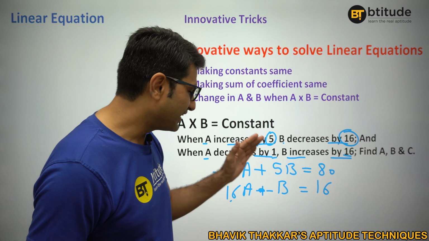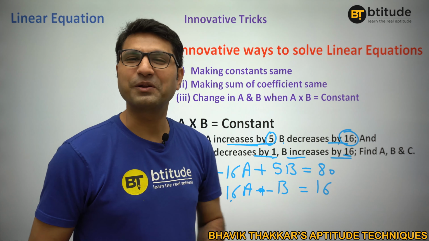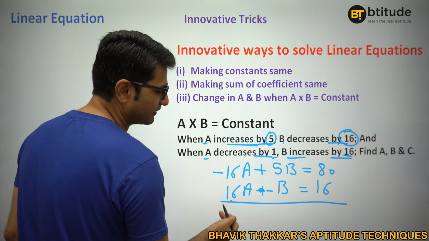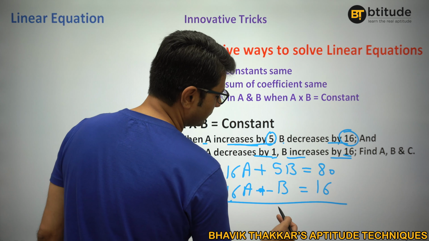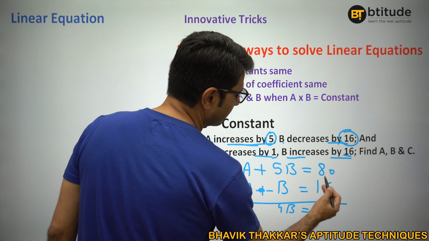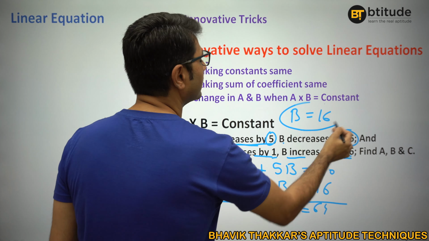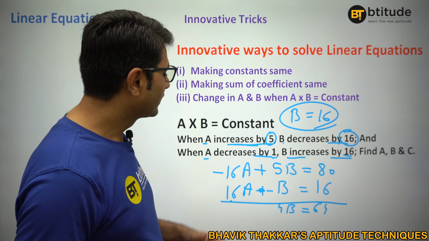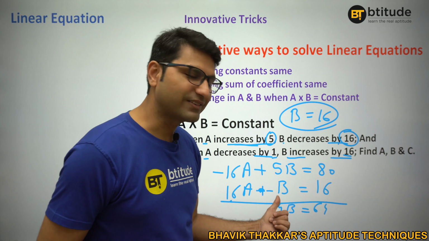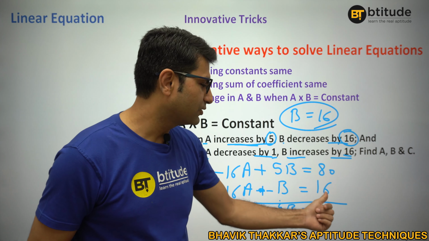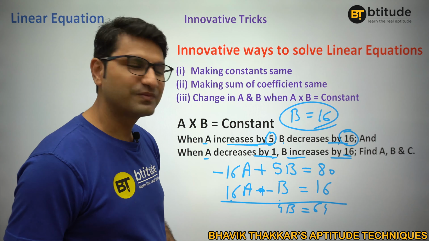There you go. And now solving this equation is not a big deal, because you can simply add them up, because minus 16a and 16a will get cancelled. 5b minus b is what? 4b is equal to 64. So, b is equal to 16, right? And once you get one value, for the other value you can just put 16 here. Minus 16 will go that side, 32. 16a is 32. So, a is equal to 2, right?